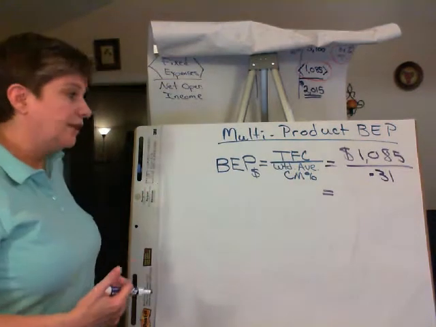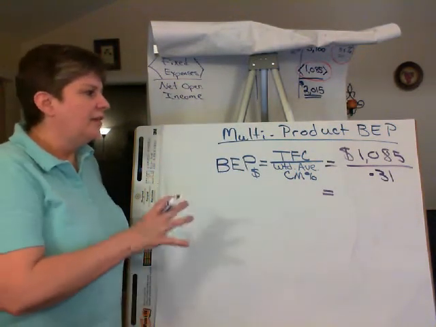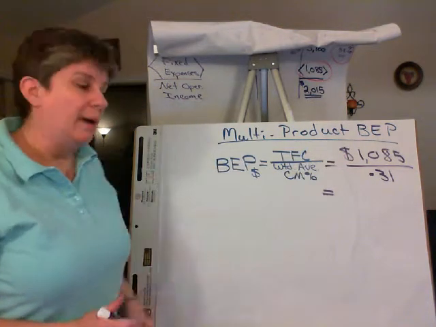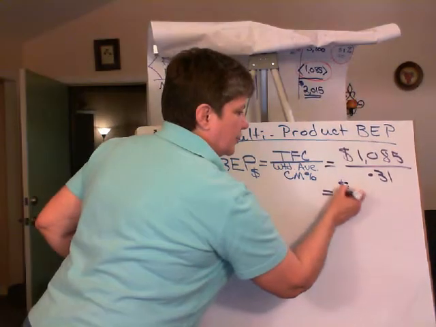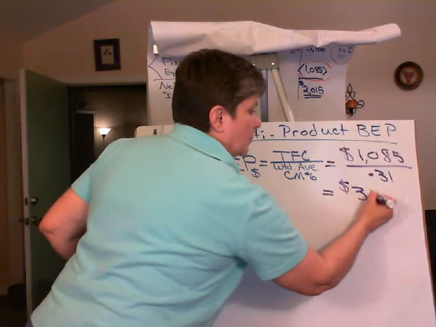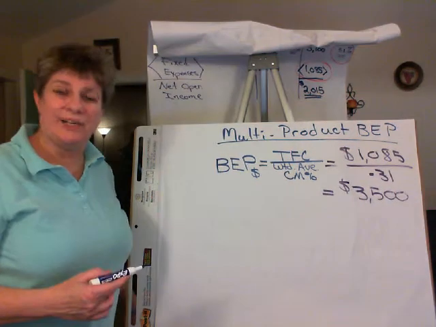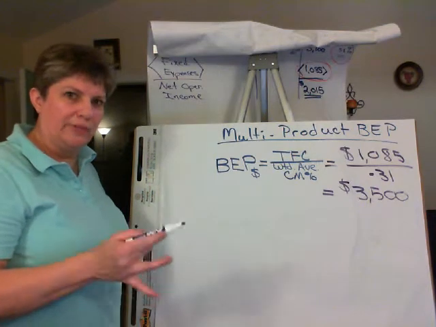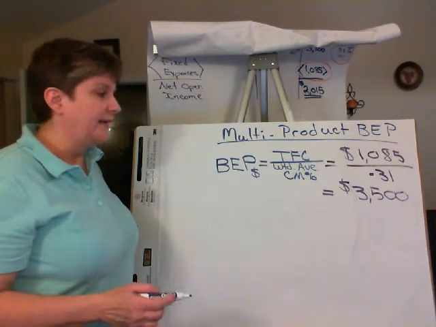So for this particular company, in order to achieve break-even point, they're going to need to sell 1,085 divided by 0.31. They're going to need to sell $3,500 in total. This is like the package break-even point, the package of Show and Money at the current sales mix that needs to be generated in order to break even.